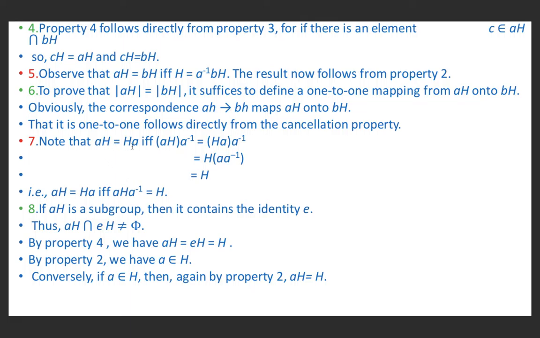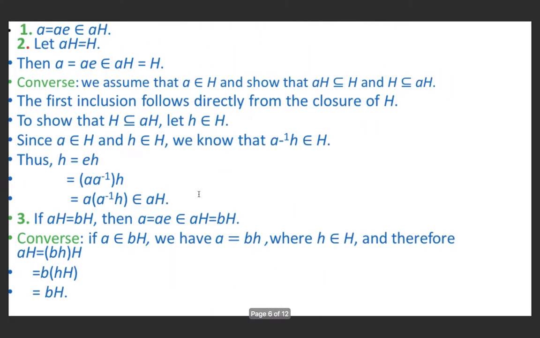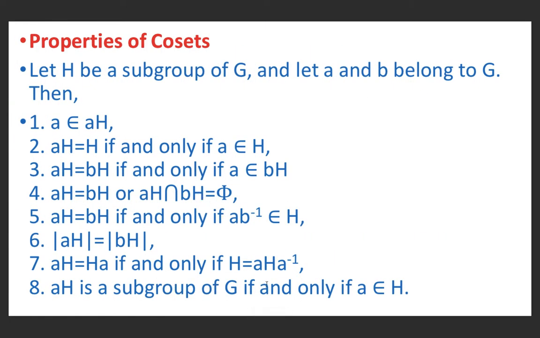Now the seventh property is aH is equal to Ha if and only if H is equal to a inverse Ha. Note that aH equal to Ha if and only if aH into a inverse is equal to Ha into a inverse. We have multiplied both sides by a inverse. Because H is a subgroup of G, associativity holds in it. Therefore, H into a inverse, and a a inverse is the identity element. Therefore, we have proved aH equal to Ha if and only if a inverse Ha equal to H. Now the last property is aH is a subgroup of G if and only if a belongs to H.